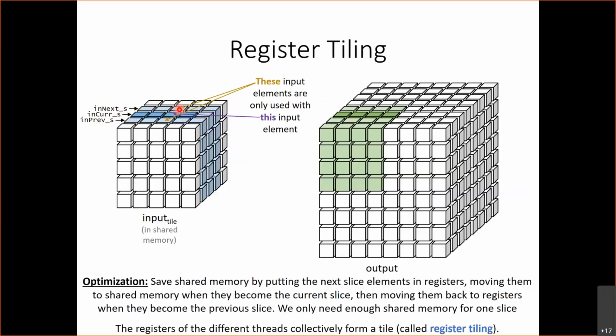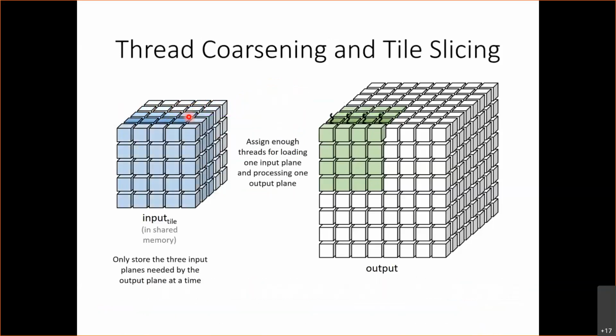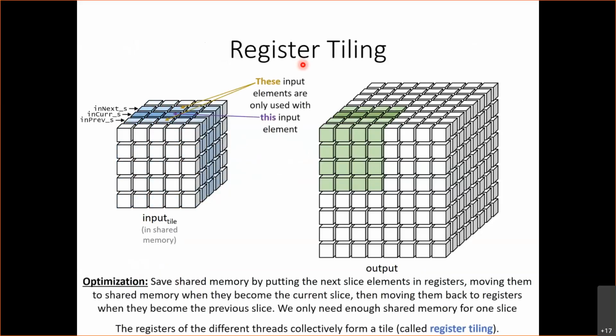So to illustrate that better, this element over here is only used with this input value. So this element is placed in a register. On the next iteration, it becomes the current plane, so we move it to shared memory because now it is not just used with this input element, it's also used with this input element and with this input element. And then on the next iteration, it becomes the previous plane, and in the previous plane, it's only going to be used with this input element, so we can put it back inside the register. And we call this register tiling, this idea of storing a tile in registers as opposed to storing it in shared memory.